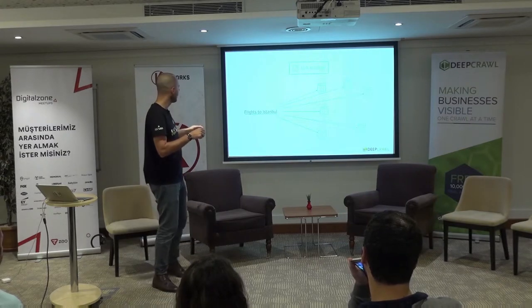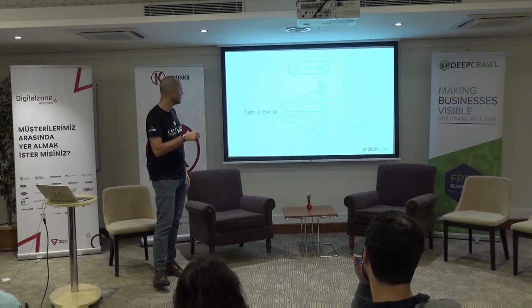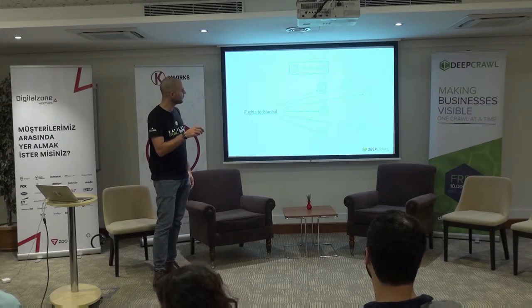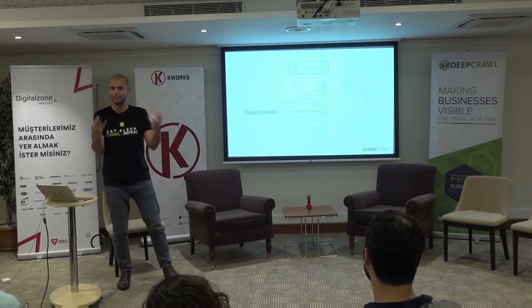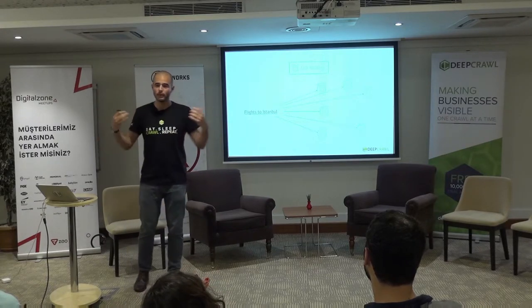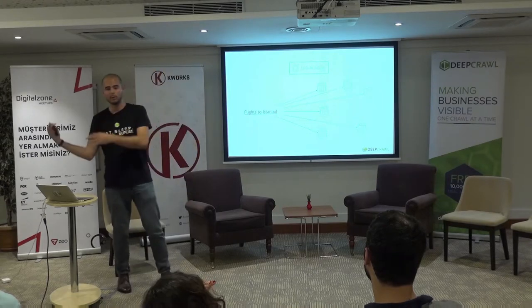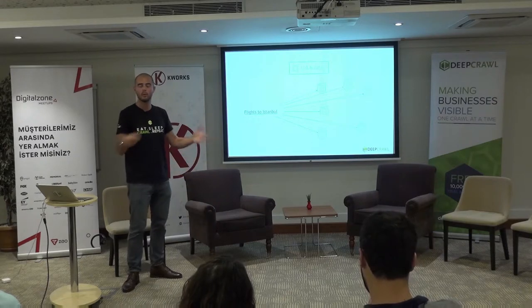So flights to Istanbul is being pointed at different URLs. The same anchor text is being pointed to different pages. And you can see that each page has a different DeepRank. DeepRank is our value for page authority. It's how important that page is internally. And it's on a scale of 0 to 10. Obviously, if you have a higher DeepRank, that means you've got a lot more pages pointing towards it and less pointing out. And this is all based on the original PageRank, the one that most of you must have heard of.